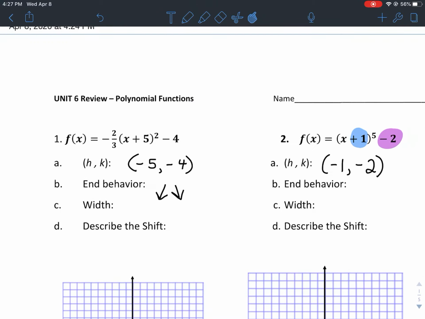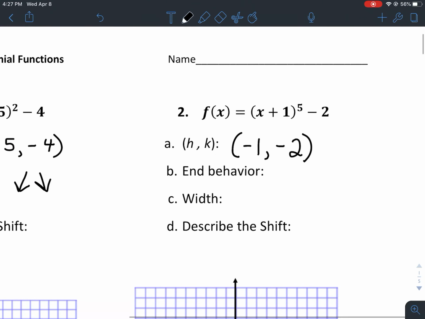So now if we apply that knowledge to number 2 here, we look at our A value. Well, our A value, there is no number there, so it's an invisible 1. 1 is positive. Since A is positive, it's going to go up to the right. And then we look at our degree. Here our degree is 5. 5 is an odd number, so it's going to go down to the left.